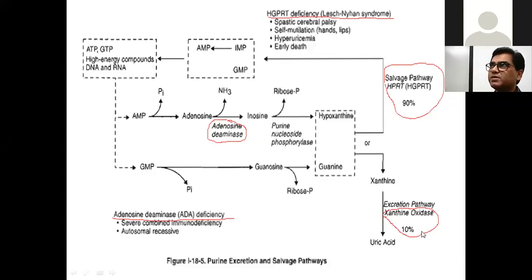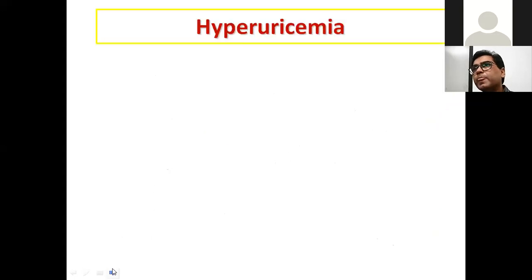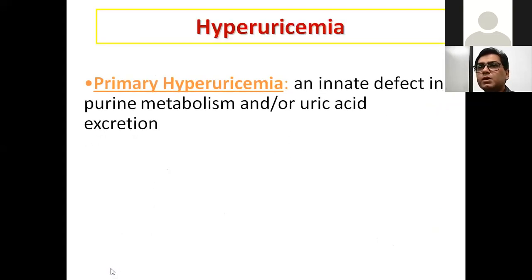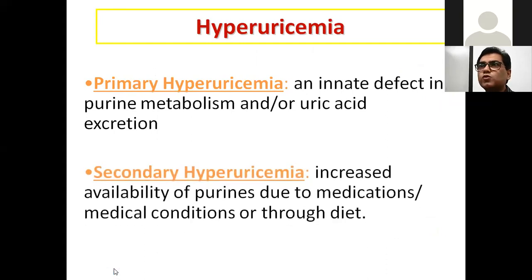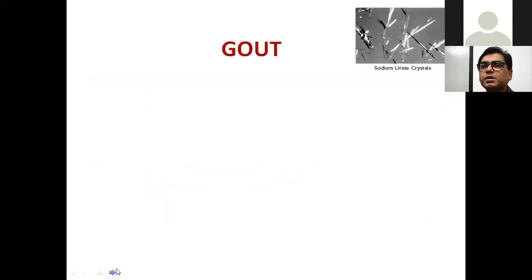Since if its levels are increased or elevated in the plasma, it will lead to a condition which is known as hyperuricemia, and persistence of hyperuricemia can lead to gout or gouty arthritis. So this was about the salvage and de novo synthetic pathway of the uric acid.